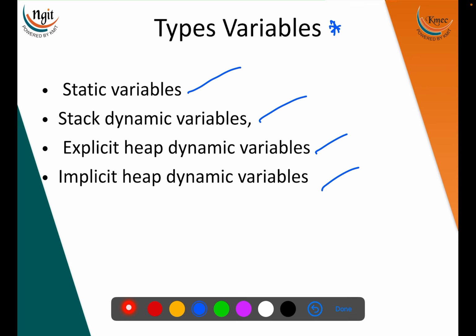Now what is the static variable? Static variables are those that are bound to memory cells before program execution. I'll write an example over here.